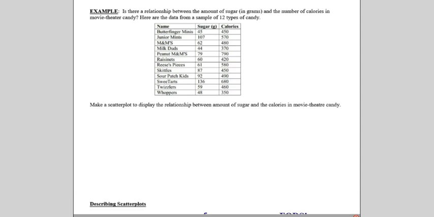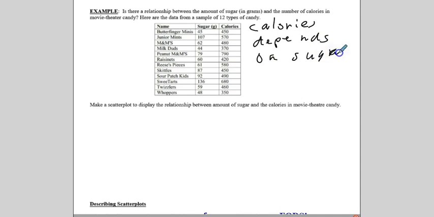So first off, we're looking at, is there a relationship between the amount of sugar in grams and the number of calories in movie theater candy? We've got to figure out what's our dependent. Is sugar dependent on calories, or are the calories dependent on sugar? The amount of calories in the candy depends on sugar. Okay? So that means sugar is going to be our X, and the calories is going to be our Y.